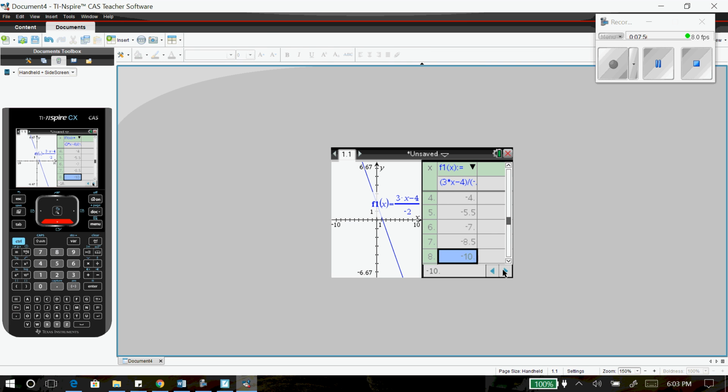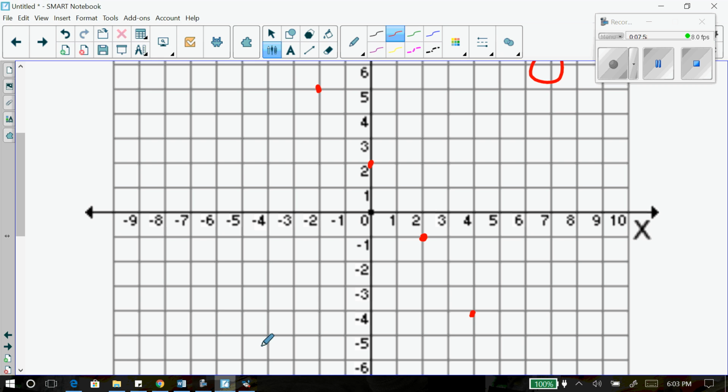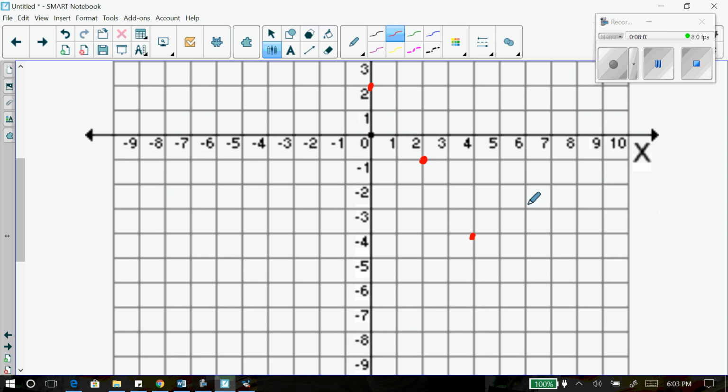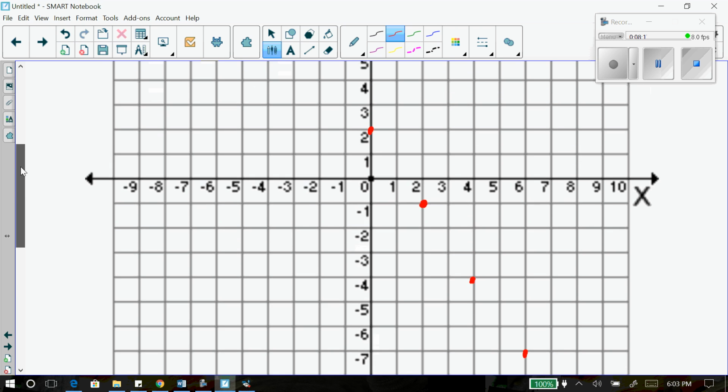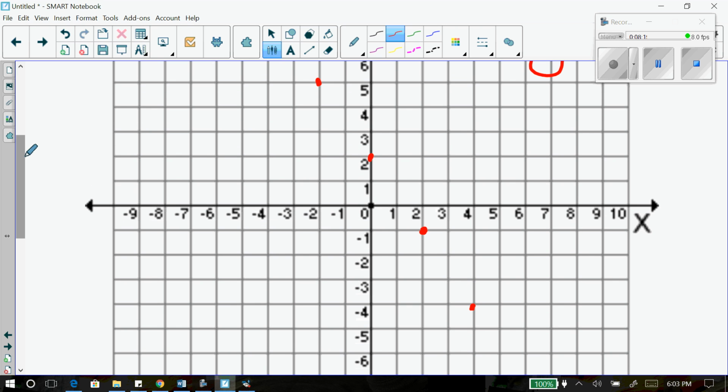6, -7, over 6, down 7. 3, 4, 5, 6, 7. And last, 8, -10. So over 8, down 10. All right. Now we'll connect our points to make the best line that we can make.